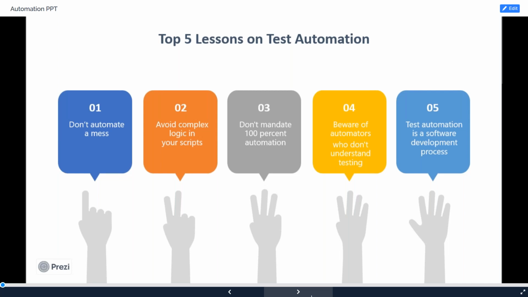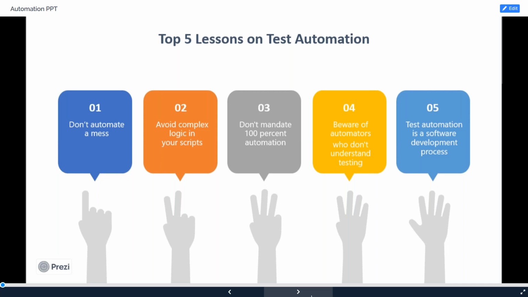Before you start your learning towards Selenium with Java, these are the 5 different things that everyone needs to understand. What are the 5 lessons about automation? Don't automate a mess. Whatever script you are preparing, never ever create a mess of it. Okay?